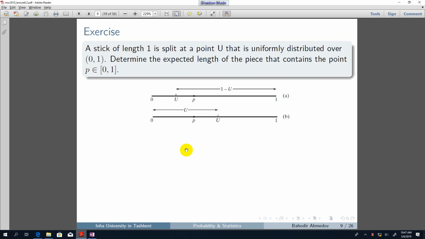Now you write your program, right? And you enter this, it gives you some value randomly between 0 and 1. You take this value and cut the stick there. Always. Now, what is the expected length of the piece that contains this point P, that contains this mark? Do you understand the question?